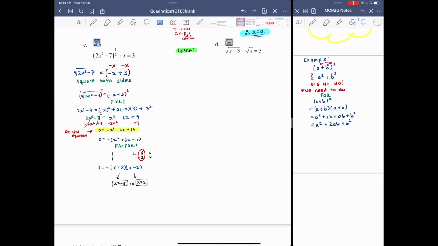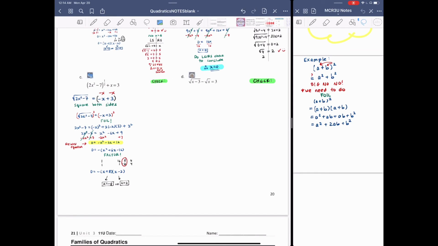So those are my possible solutions. But the question said, make sure you do a check, so I'm going to do that. Same idea: I'm going to plug my possible solutions into my original equation and see if the left side equals the right side.